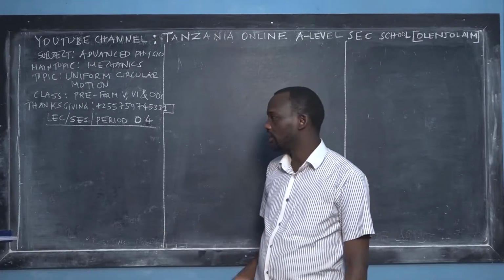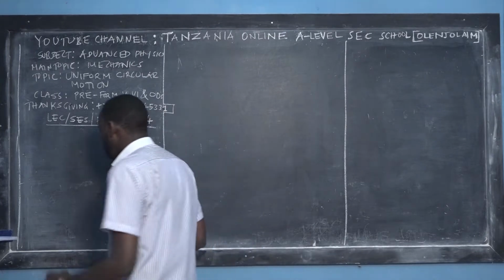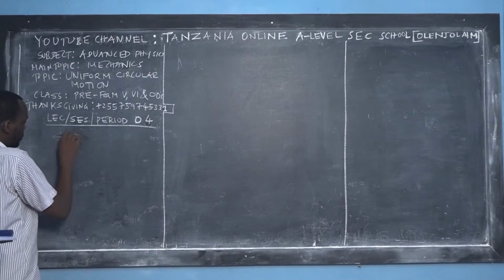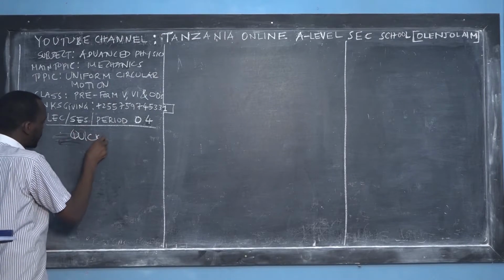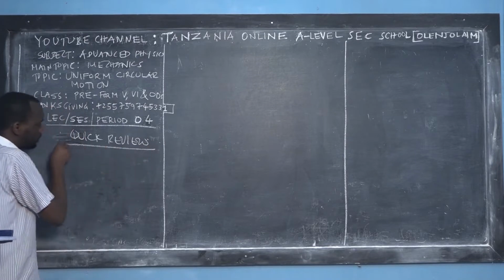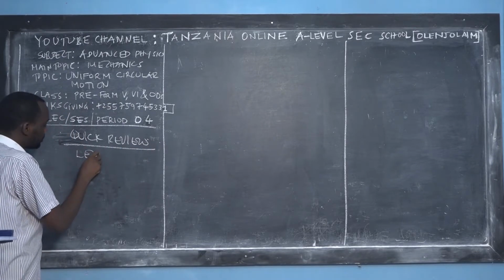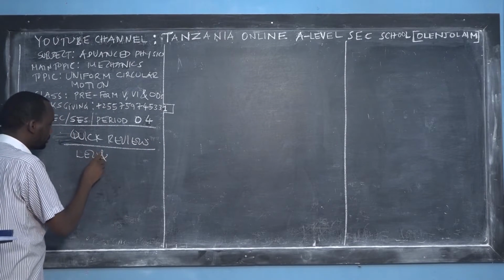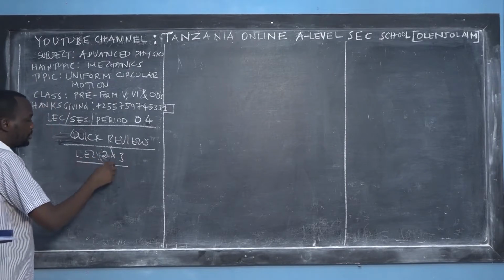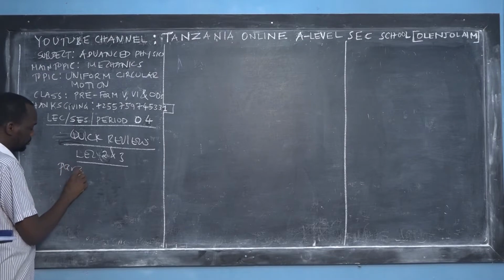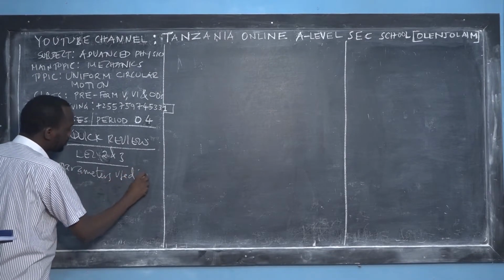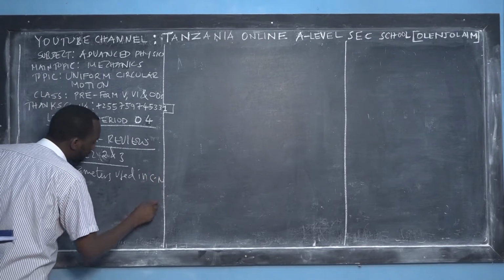Okay, so let us go to the session. If you do remember, in lecture 2, this is a quick review of what we covered. In this lecture, I have been teaching about parameters used in circular motion, or uniform circular motion.